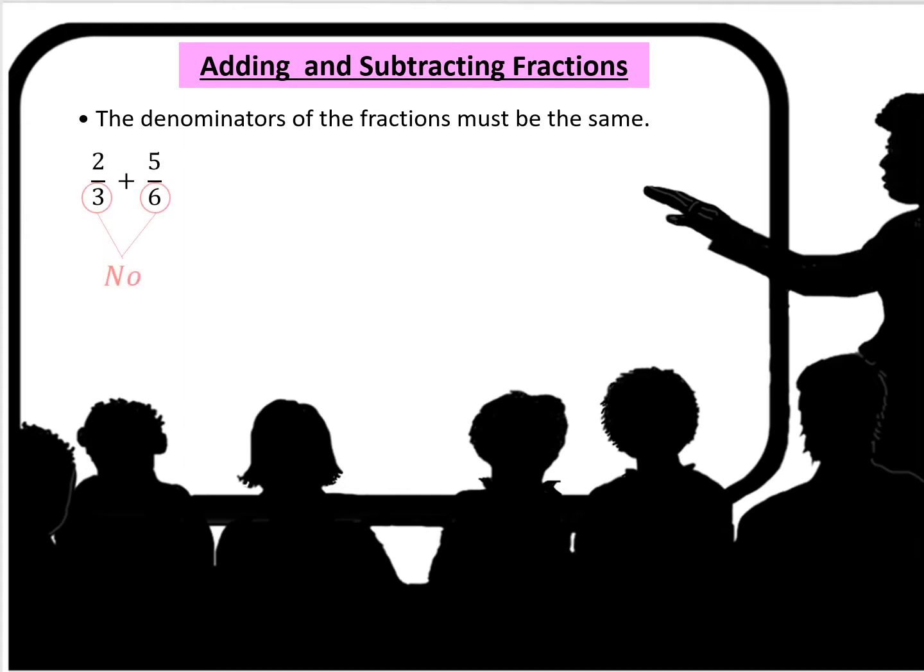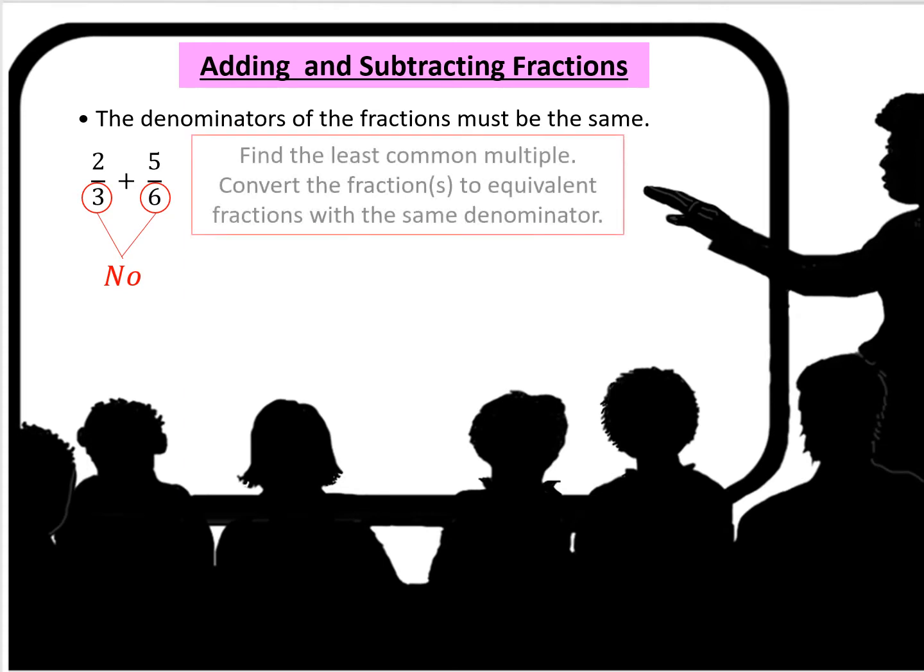2/3 plus 5/6. You can't add those as is. You've got to change the fractions so they have the same denominator. Find the least common multiple. Convert the fraction to equivalent fractions with the same denominator.